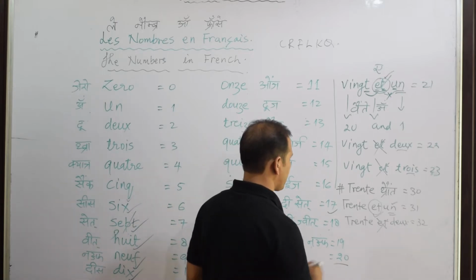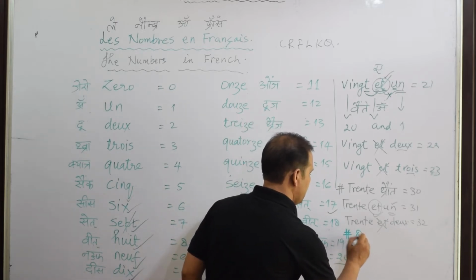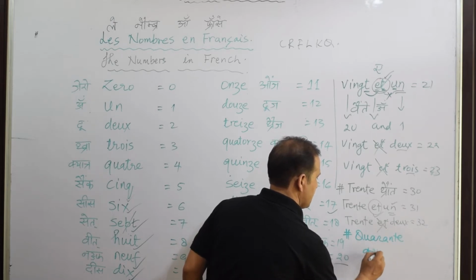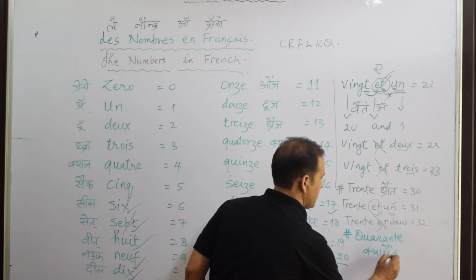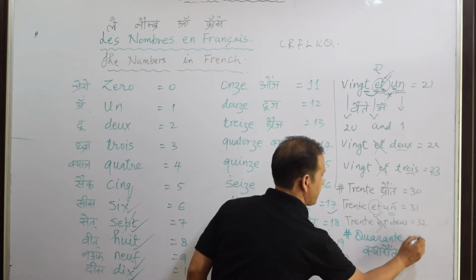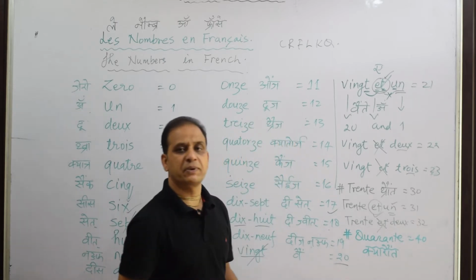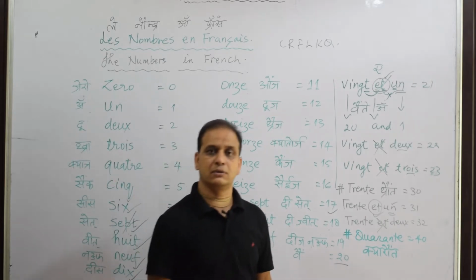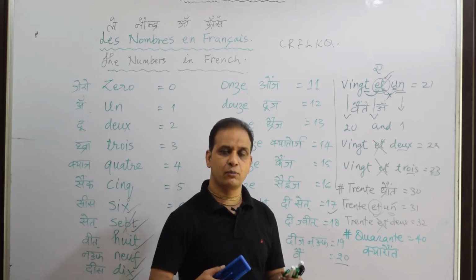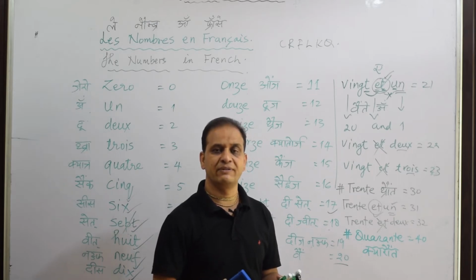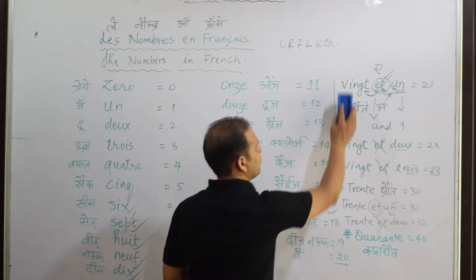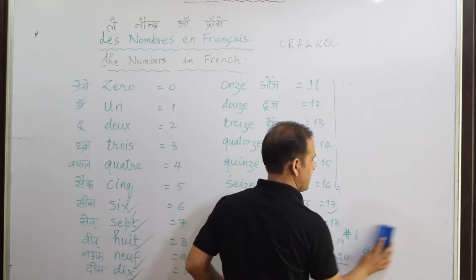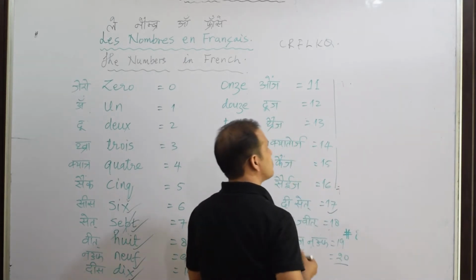Then I will tell you 40. 40 is 40. French people pronounce R as if you are gargling, so they will say 40 like this. If you hear it from original French people, they will say 40. So how will you say 41? 41 will be in the same manner as you said 31. So what is 41?